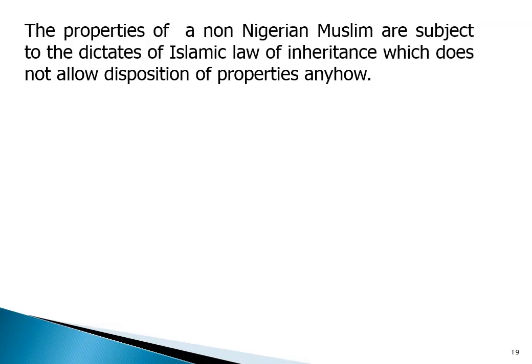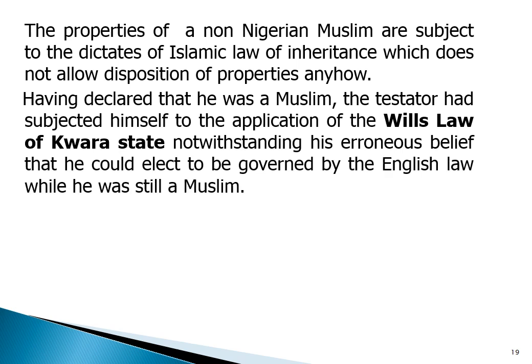The properties of a Nigerian Muslim are subject to the dictates of Islamic law of inheritance, which does not allow disposition of properties anyhow. Having declared that he was a Muslim, the testator had subjected himself to the application of the Wills Law of Kwara State, notwithstanding his erroneous belief that he could elect to be governed by the English law while he was still a Muslim.